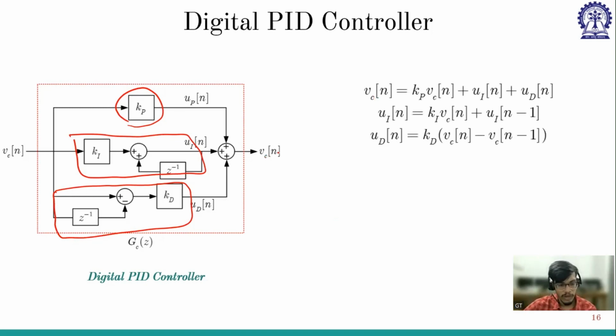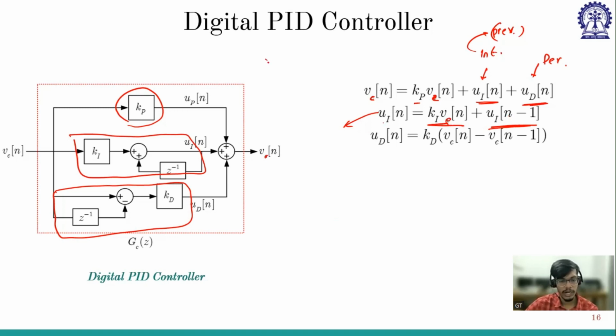So this is the condition. V_C of n is Kp into V error, where this is V error, plus Ui of n, which is the integral term, and UD of n, which is the derivative term. What does Ui of n mean? It takes the present error plus the previous integral, so the integral term will have the previous term. Ui of n is nothing but Ki into V error of n plus Ui of n minus 1.